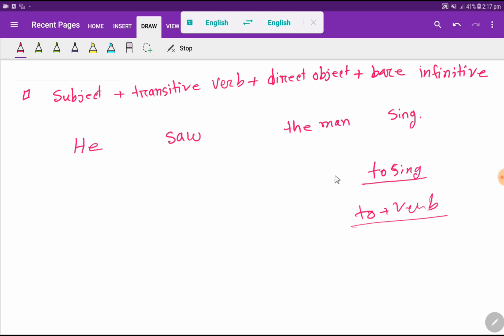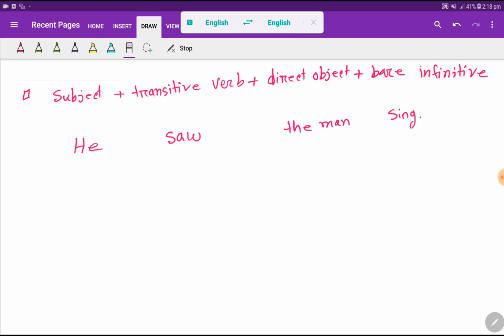So whether to will come here or not will be determined by the verb. There are some certain verbs that need to here, and there are some certain verbs that don't need to, right? So look, he saw the man sing. So you have to memorize this kind of verb, otherwise it will be difficult.